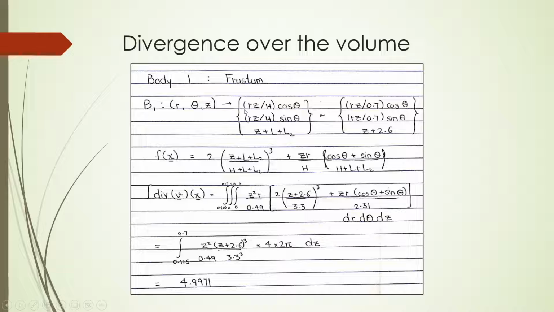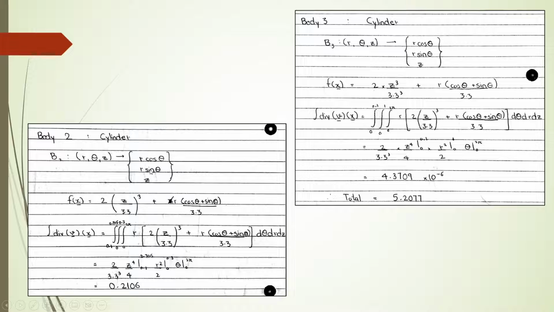So we had to manually calculate the divergence over the volume, and here's my first body, the frustum, where we defined the parameters. We found the divergence, and then we integrated over the volume, and we found the value. Similarly, for my body 2, we did the same entire process. We defined, we calculated the divergence, and then we just integrated over the volume.